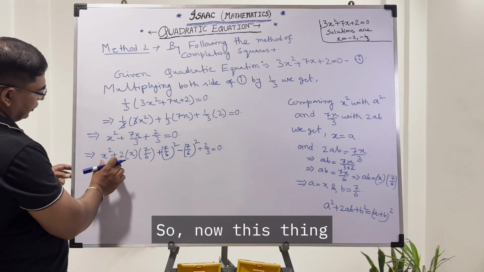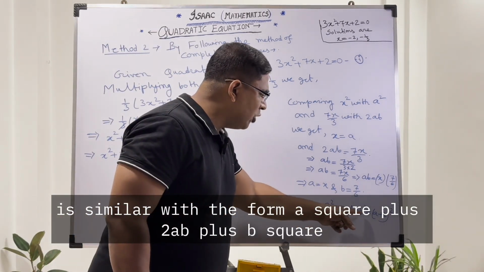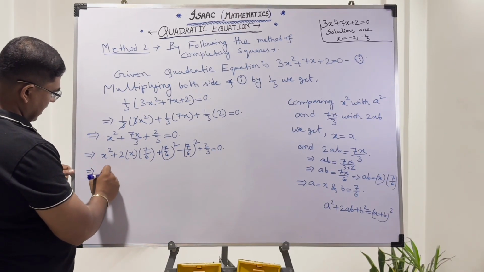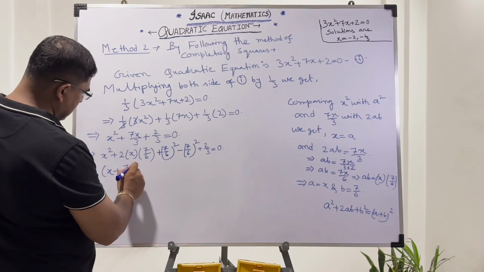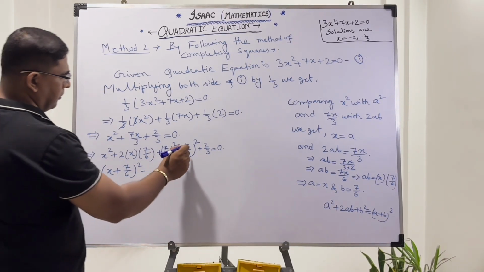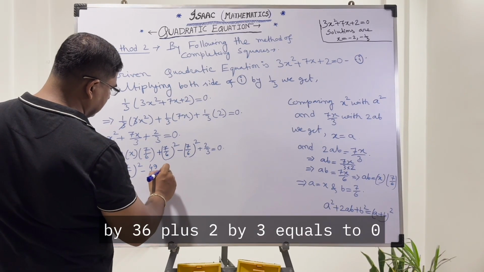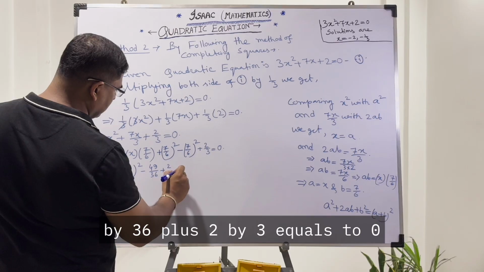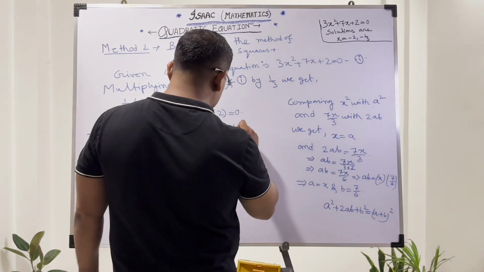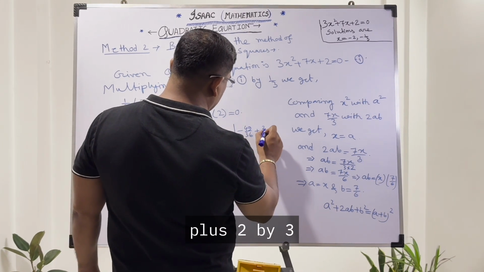So now this thing is similar to the form a square plus 2ab plus b square. That is why we can write this as x plus 7 by 6 whole square minus 7 by 6 whole square, which means 49 by 36, plus 2 by 3 equals to 0. Okay. Minus 49 by 36 plus 2 by 3.